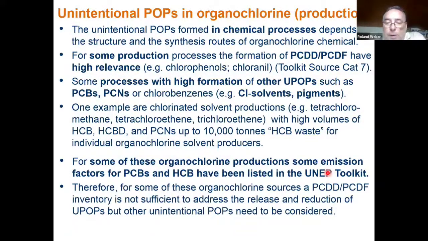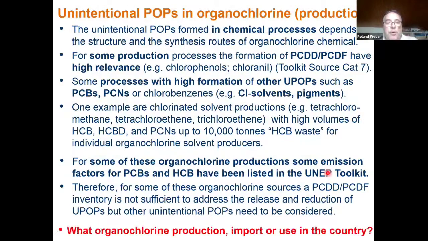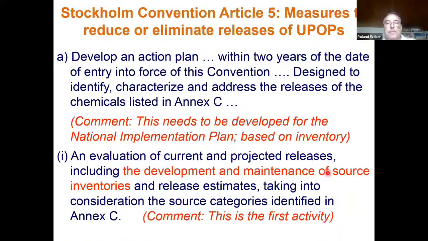For some of these organochlorine productions, some emission factors, like I said, PCBs and HCB, have been listed in the UNEP Toolkit. And for hexachlorobutadiene, you can look in the inventory guidance. But as I said, only partly relevant for Oman, only for import of these chemicals. So therefore, the question is what organochlorine production you have? Probably not, but you have import and possibly use in the country of these chemicals.